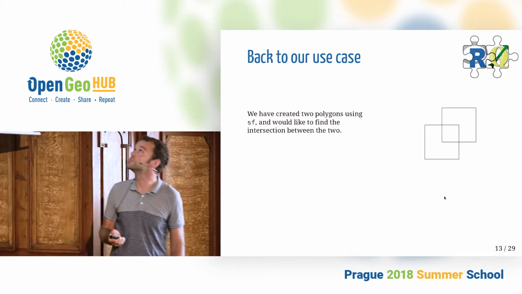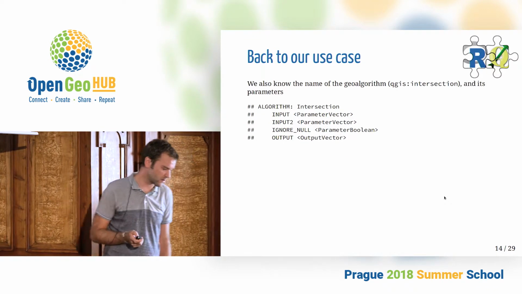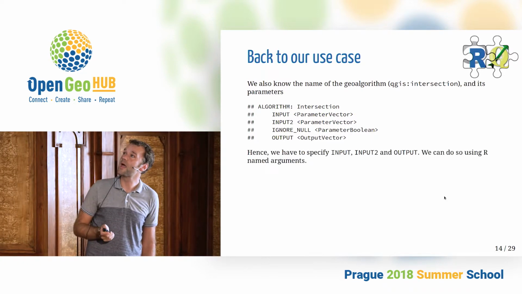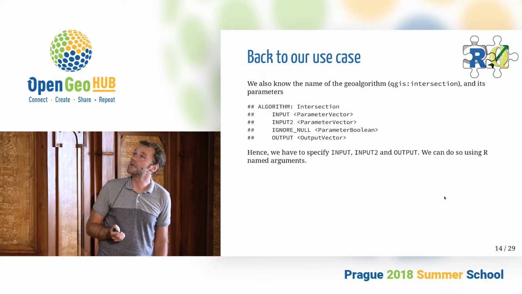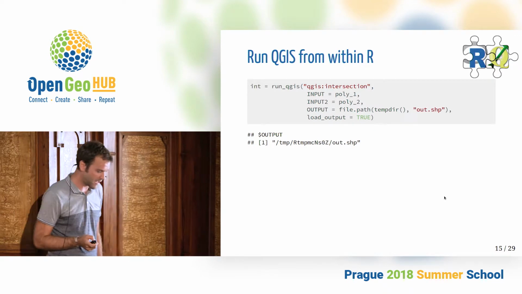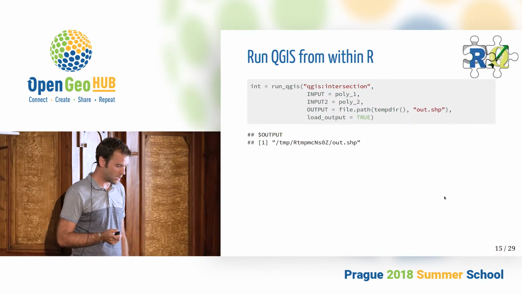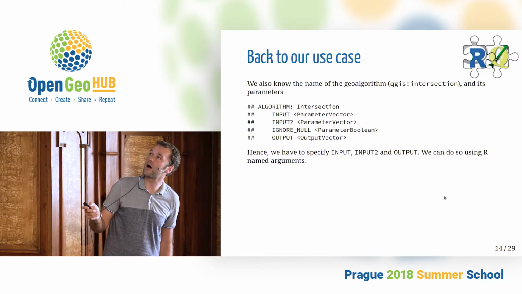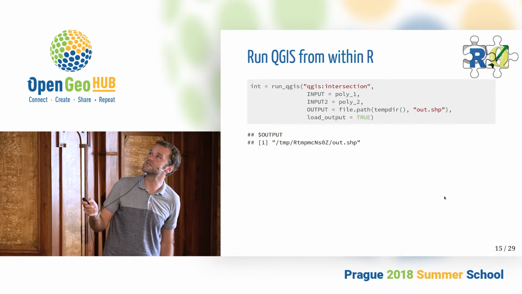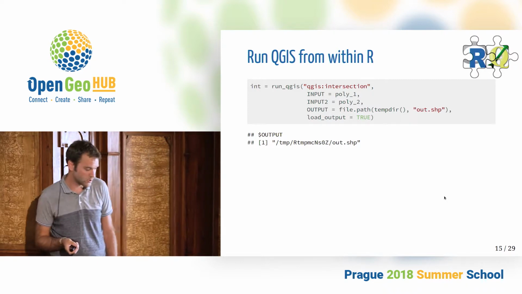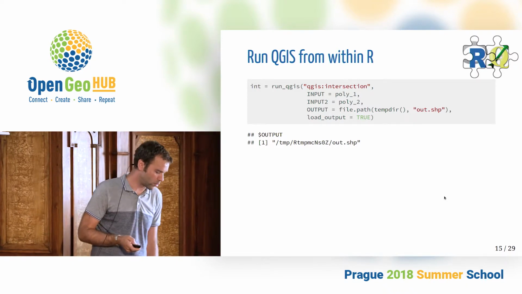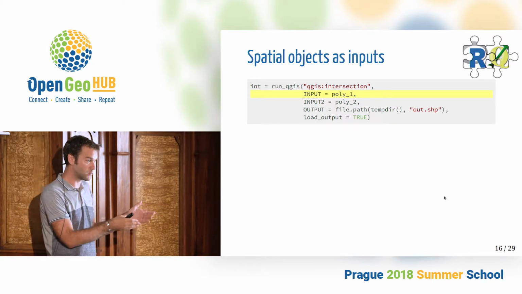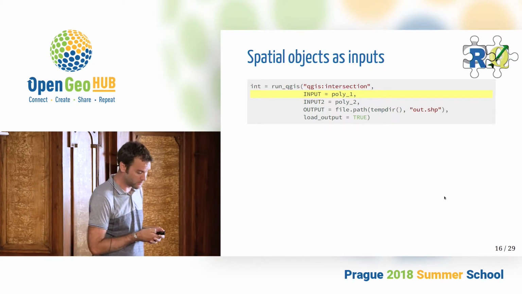Remember, we created these two polygons and we wanted to find the intersection. We already found out that we need to specify these parameters, so let's do it. We can just use R named arguments, so we know how the parameters are called, and then we just type them in like this. So input is our poly1, and as you remember, this is an sf object living in our global environment. You can do this in RQGIS.